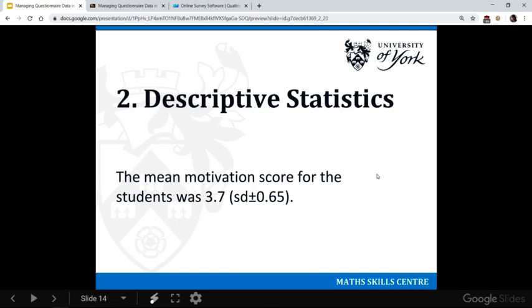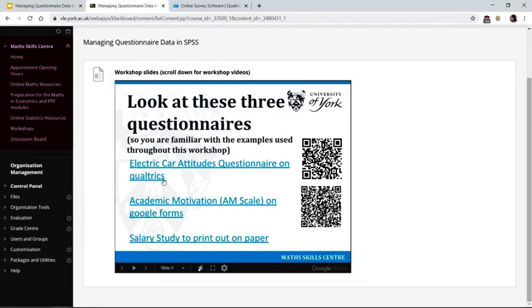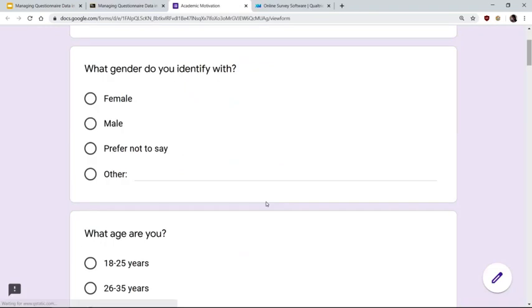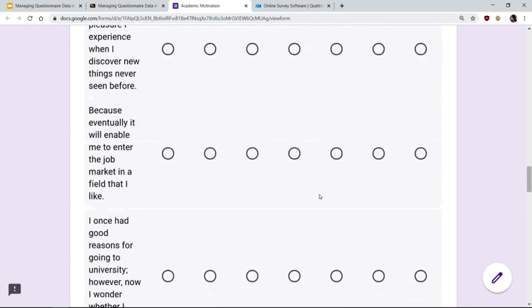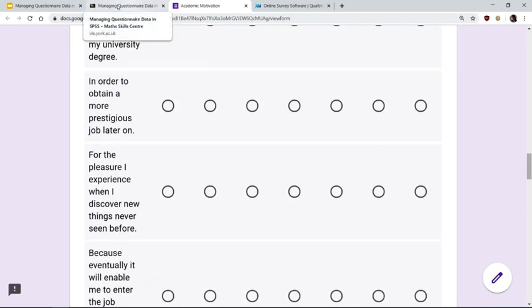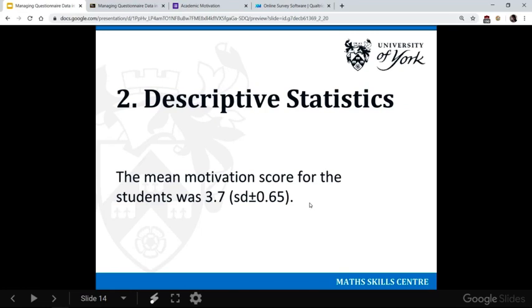A second example of a descriptive statistic would be if we were just reporting a mean. So in the second survey on academic motivation, there's a whole load of questions which are trying to measure someone's academic motivation. And what we could do is use that measurement across all of the respondents in our questionnaire and calculate this mean, this 3.7, and then report a confidence interval with that, standard deviation with that. So that's us just using one measurement from our questionnaire.